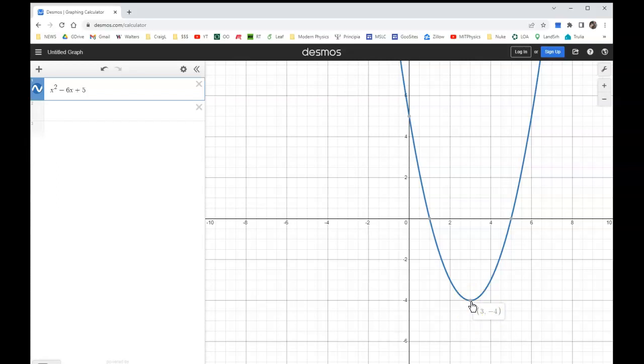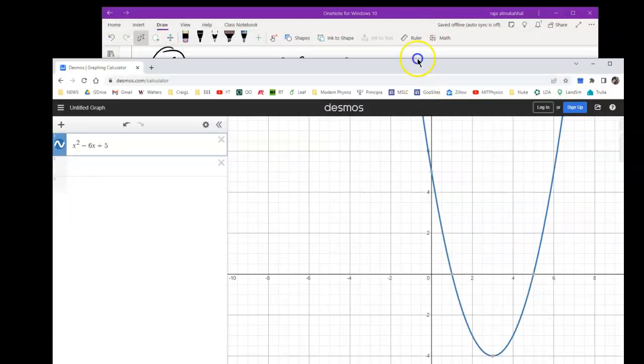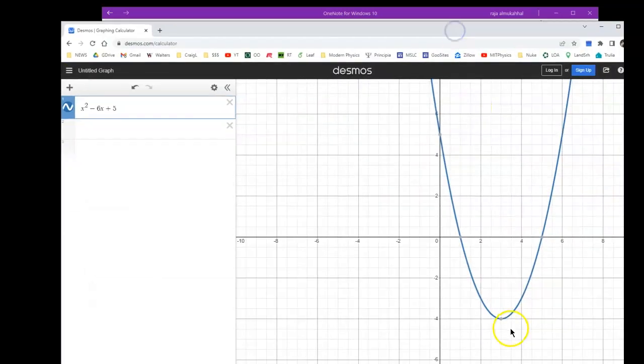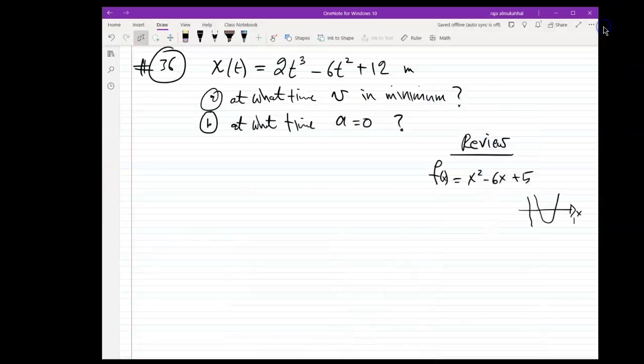Okay? So now let's read the same question for this problem. It says, at what time is the velocity minimum? I'm asking at what time this function is a minimum. Well, the minimum value of the function is right here. You see what I'm saying? So how do I find the minimum value of a function? Well, to find the minimum value of a function, you take the derivative and you equate it to 0.